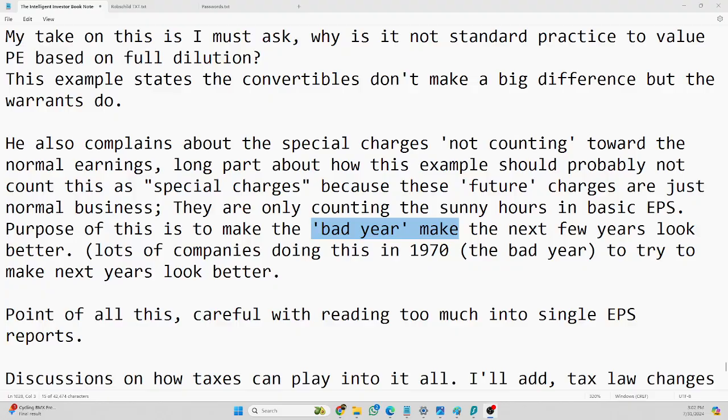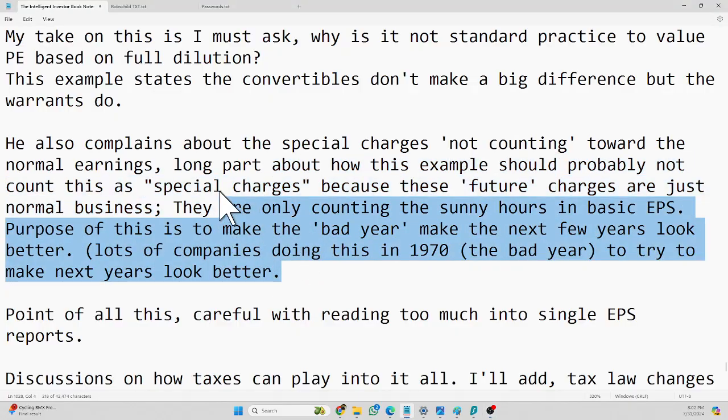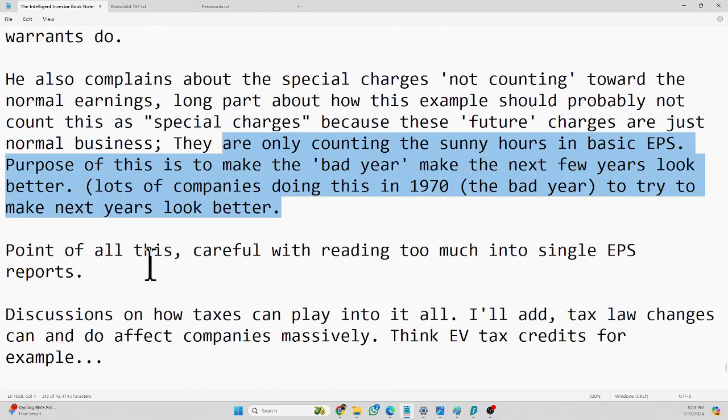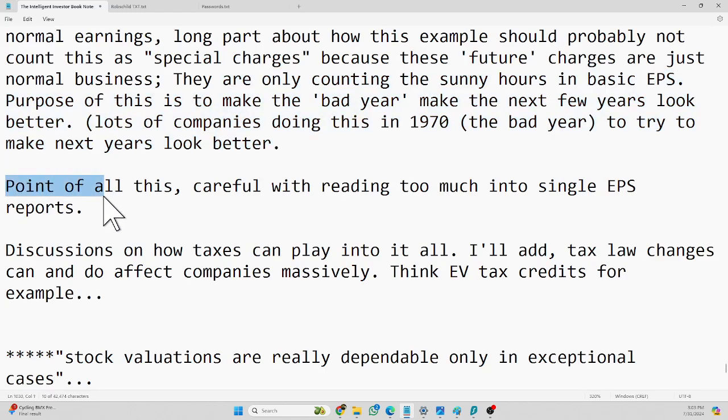And I agree with Graham, and it's almost surprising that there wasn't more regulation. Maybe there weren't enough people knowledgeable enough to make proper regulation in this area and in this time. Again, I'm not sure how all of this applies to today myself. But anyway, moving on, the point of all of this is just to be careful with reading too much into single earnings per share reports, as one report can be manipulative.